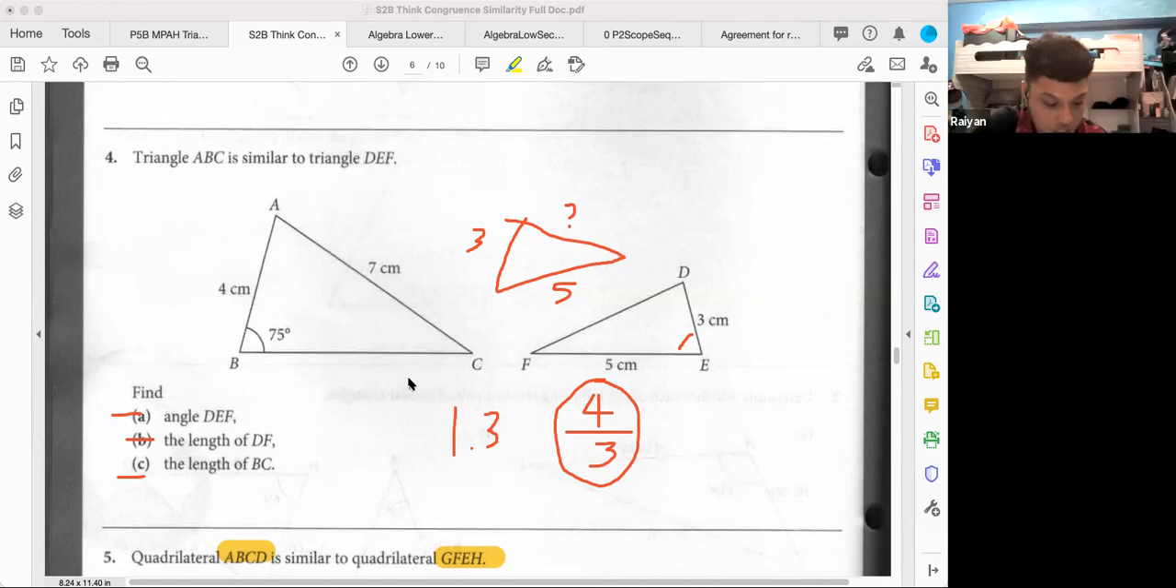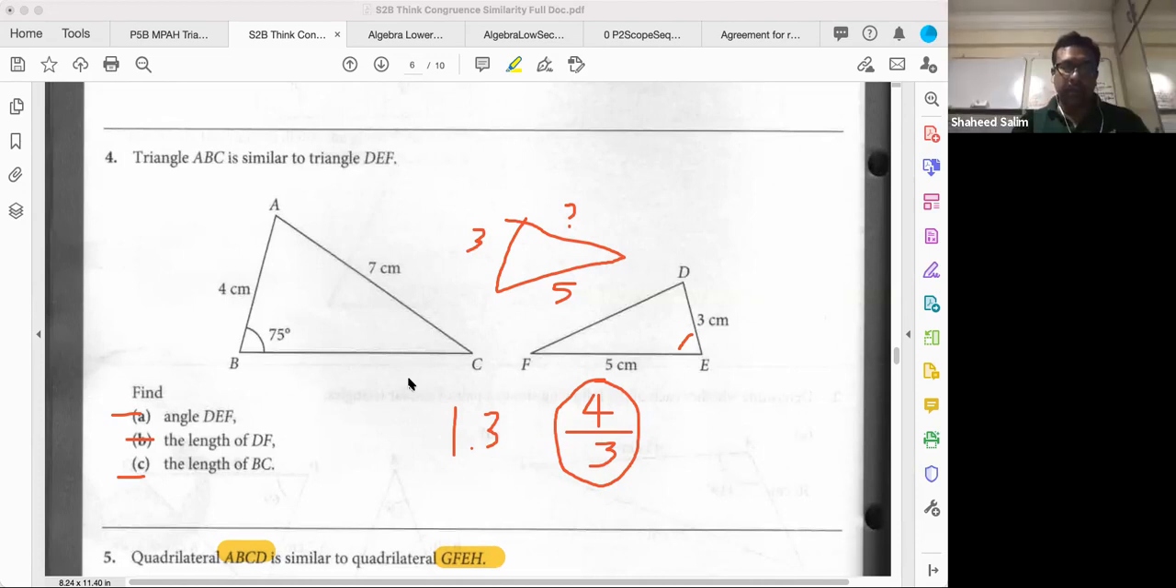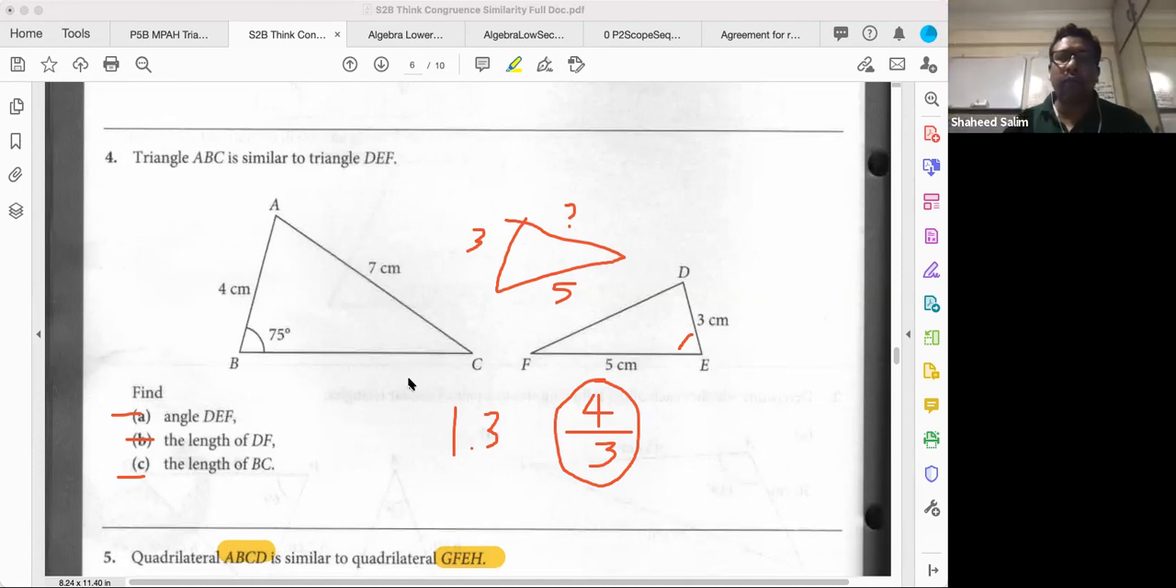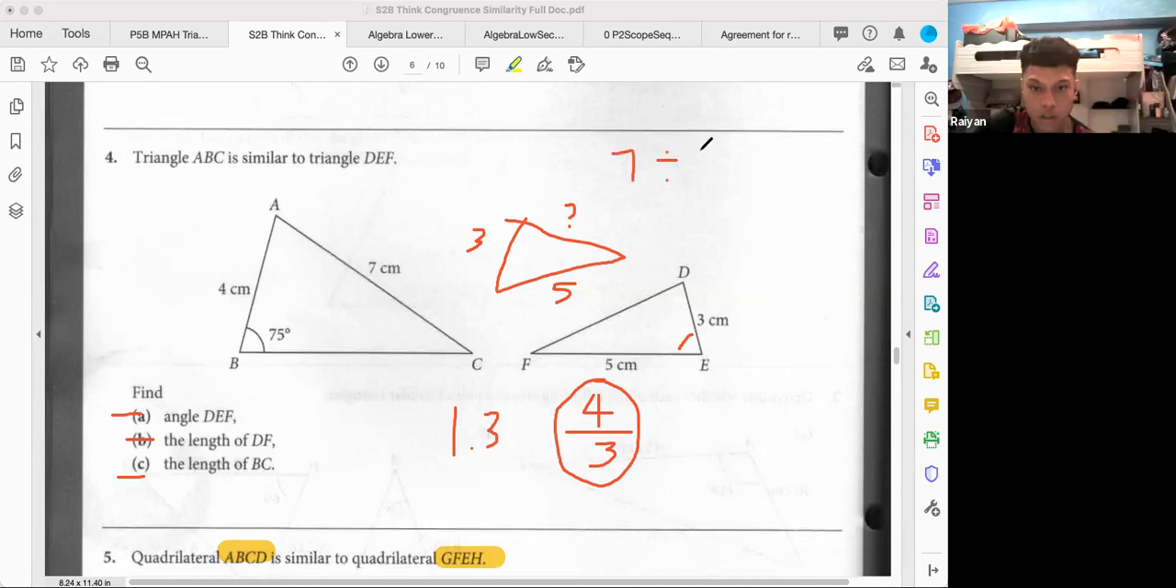DF is 5.4. Okay, the other side. What about the other one? BC is 5.4. Okay, you do that? 7 divided by 4/3.